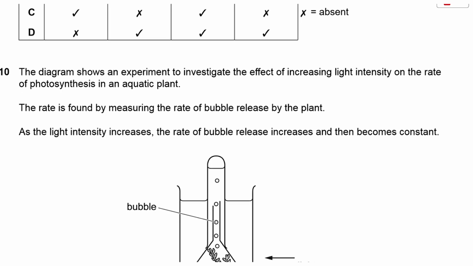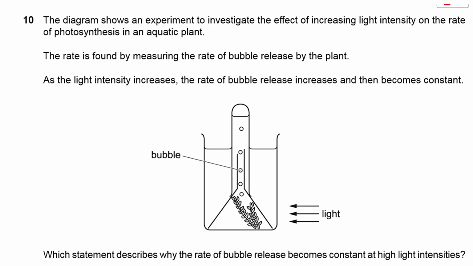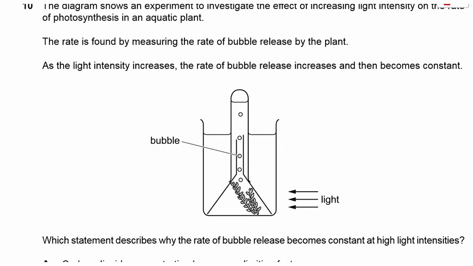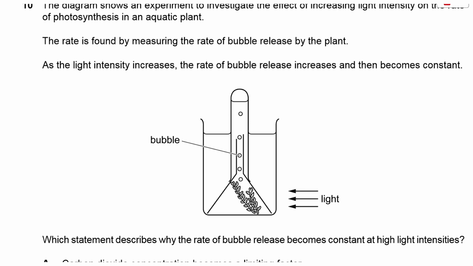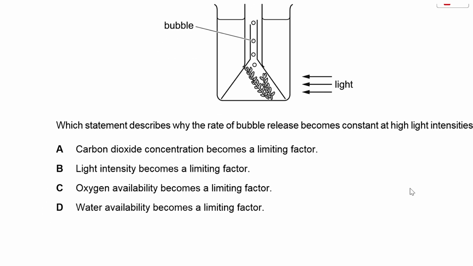Alright, then we go to number 10. Number 10 says the diagram shows an experiment to investigate the effect of increasing light intensity on the rate of photosynthesis in an aquatic plant. The rate is found by measuring the rate of bubbles released by the plant. As light intensity increases, the rate of bubble release increases and then becomes constant. Which statement describes why the rate of bubble release becomes constant at high light intensities? Now, at high light intensity, it means light is at its maximum. It is not acting as a limiting factor anymore. So if this is the case, something else has to be a limiting factor.